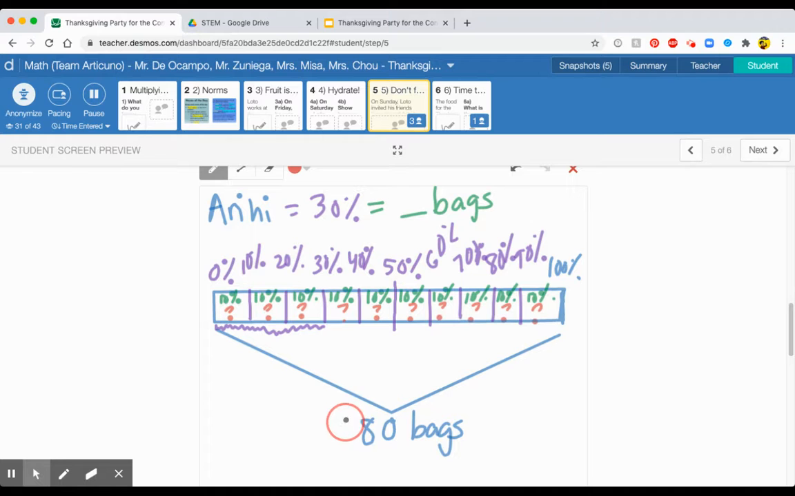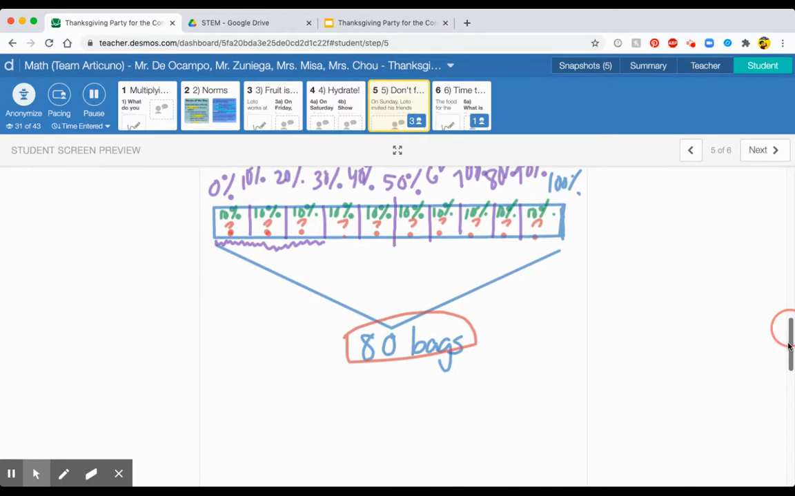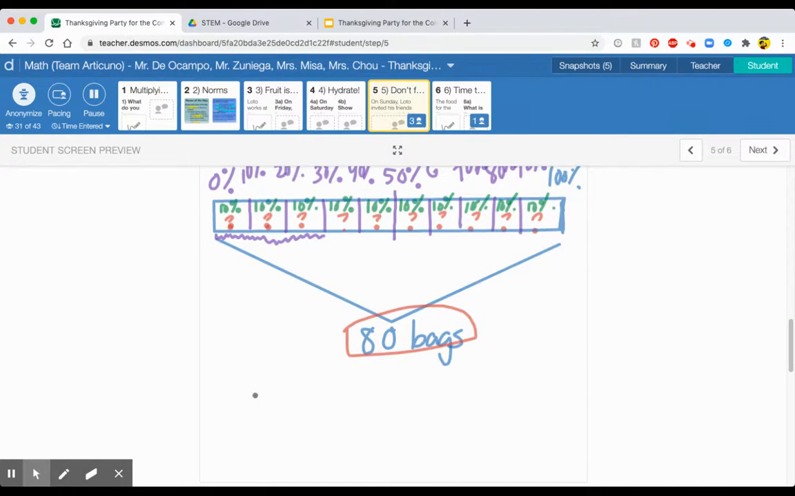If we know that all together this has to be 80. So if you add this plus this plus this plus this plus this plus this plus this plus this plus this plus this, it has to equal 80. So how do we do this? How do we figure out what the question mark is? There are many ways to do this. There are ways to do it with addition, division, and multiplication.